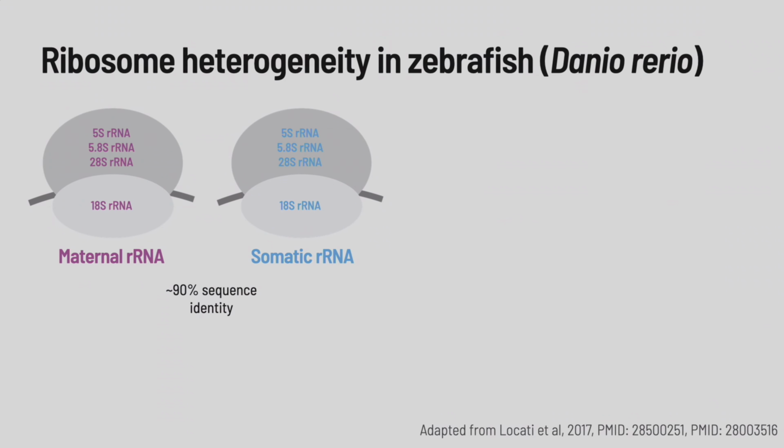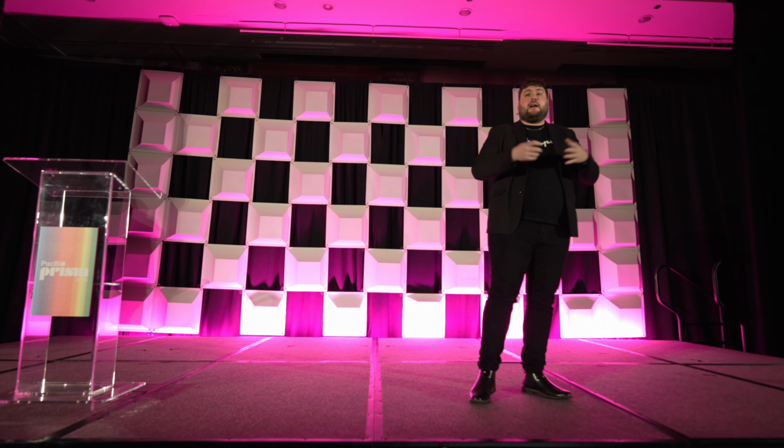These pink ribosomes that I was showing you before are the maternal ribosomes that are made up of these maternal rRNAs. And this blue ribosome are the somatic ribosomes made up of somatic rRNA. A very important feature about these rRNAs is that they share a 90% sequence identity, which seems quite high, but for ribosomal RNA, this is very different. To put into context, 90% sequence identity at the ribosomal RNA level is usually seen in species that span hundreds of millions of years of evolution. However, we have them in the same genome in zebrafish.